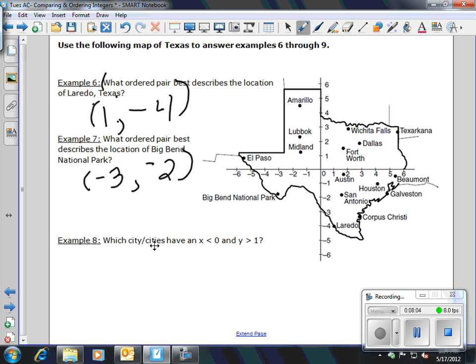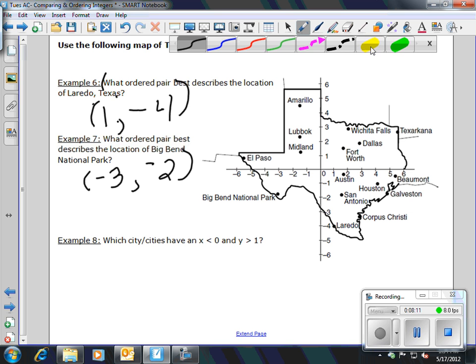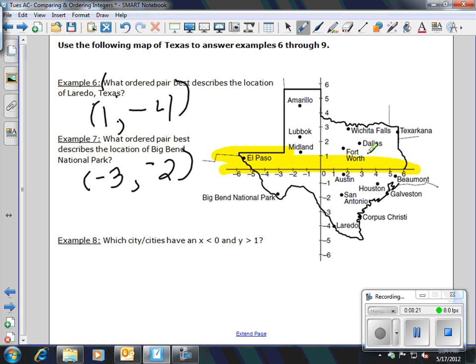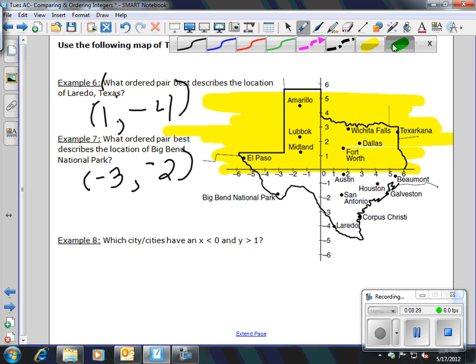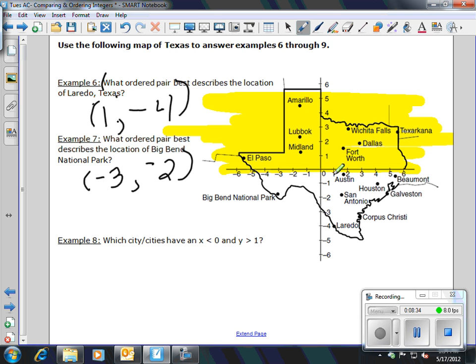Which city or cities have an x value that is less than 0 and a y value that is greater than 1? So I'm going to use my little highlighter here. And x greater than 0. So here's your x value. You want everything greater than this line. Using my mouse this time, so I'm very messy. And y, that is greater than +1. So here's your +1. And we want everything that's greater. So all those greater numbers are going to be over here.